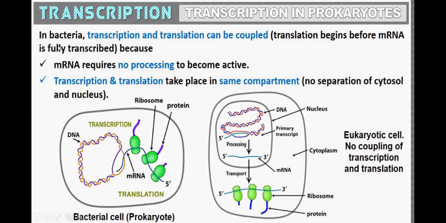In bacteria, transcription and translation can be coupled. In bacteria, that is prokaryotes, transcription and translation can take place at the same time. Translation begins before messenger RNA is fully transcribed. Why? Because messenger RNA requires no processing to become active here. There are no intervening sequences, therefore no processing is required. Therefore, transcription and translation can go hand in hand.